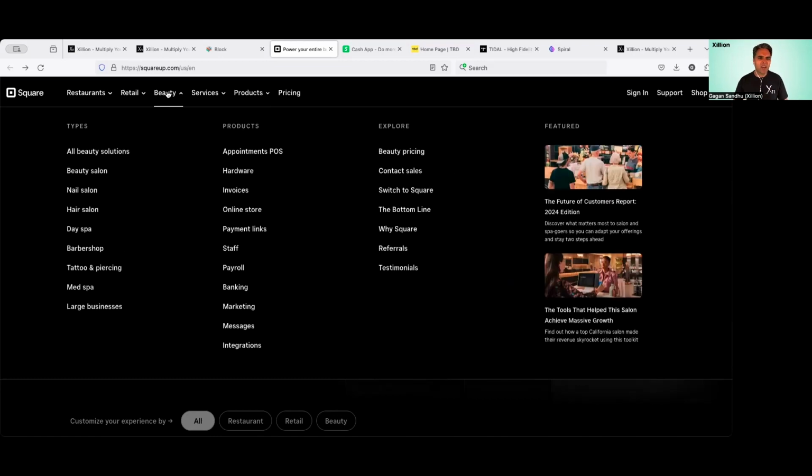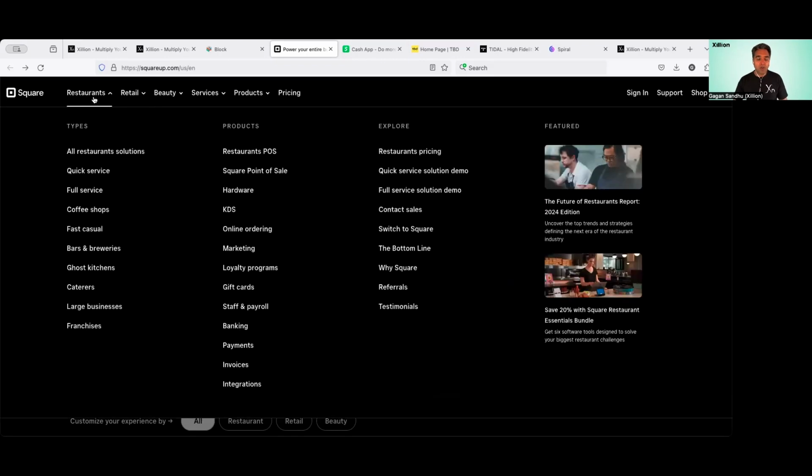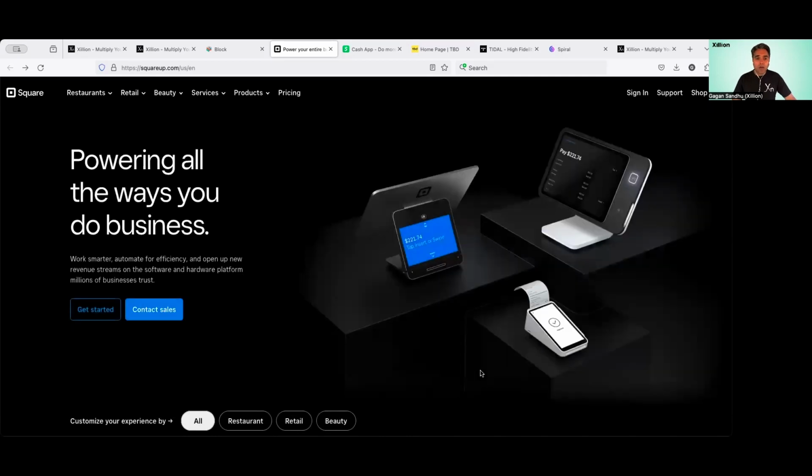And again, they diversified into quite a few different industries. A lot of focus is on restaurants, and they built a kitchen display system and so forth as well. So this is the main product line. This is still, I think, the more profit generating business line.